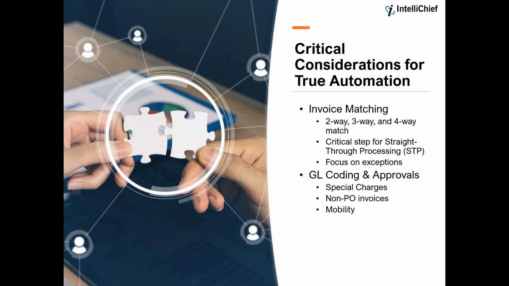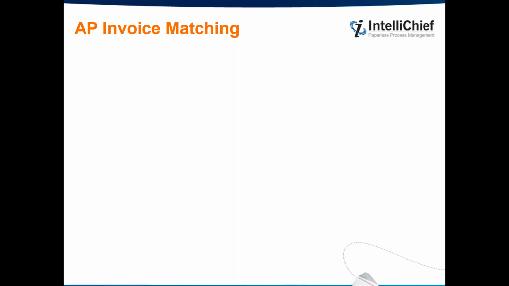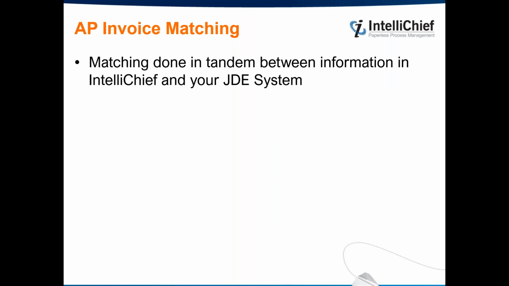So bringing the webinar home today, down the stretch here, we want to talk about some critical aspects of an AP automation solution: invoice matching and GL coding and approvals. And so let's talk about each of those. Let's start with invoice matching. First thing to understand is that a two-way match or a three-way match, four-way match for that matter, is being done by the IntelliChief system, leveraging data that IntelliChief has, right? Information off the invoice, for example, plus information that's in your Enterprise One environment, purchase order data, receipt data, and so forth.